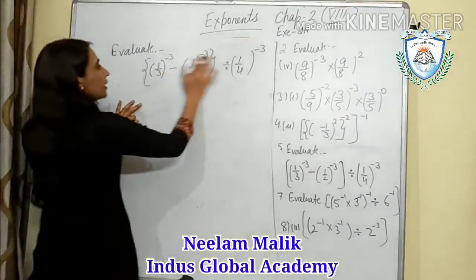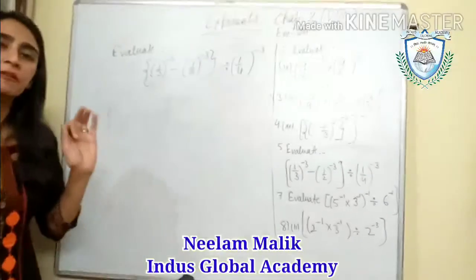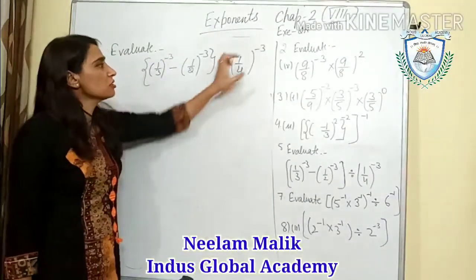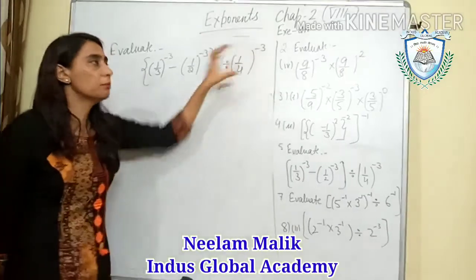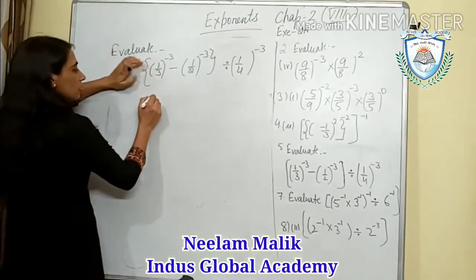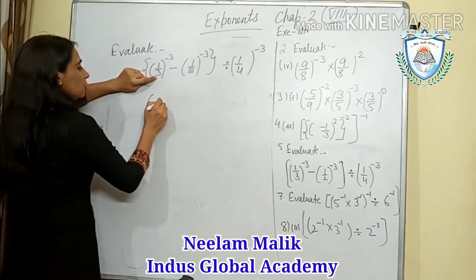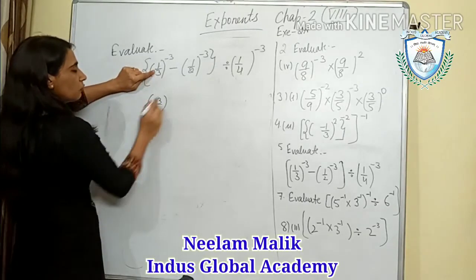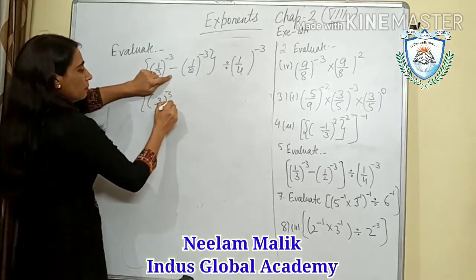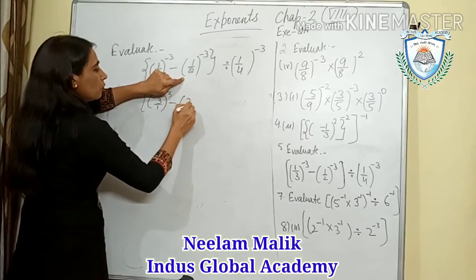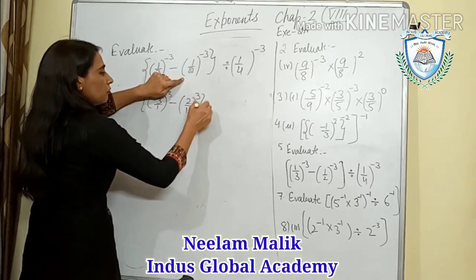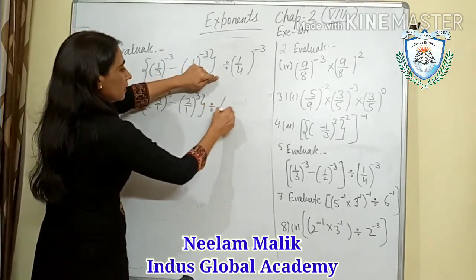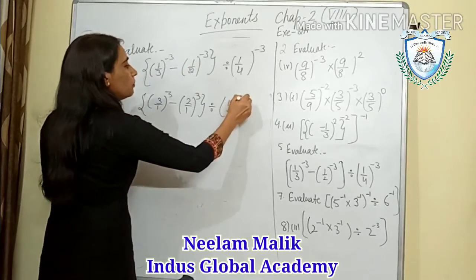First look here, negative powers are given. So the first step is to make the powers positive. How will we do that? Just by taking the reciprocal of the base. So it will be reversed. That means here we get 3 upon 1, power will be 3. Minus, it will be 2 upon 1, power will be 3. The power will be positive. Next is the division sign. It will be 4 upon 1, power will be positive.